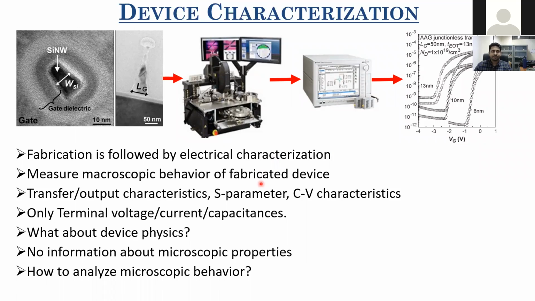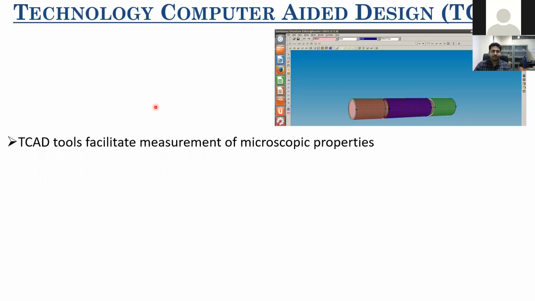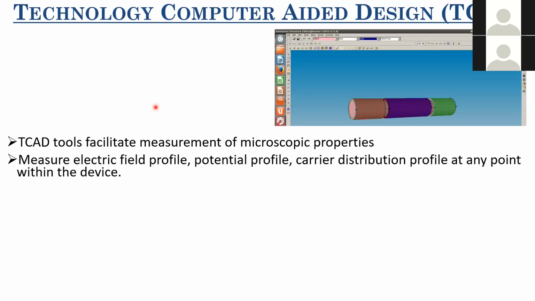So, electrical characterization does not provide us any information about the microscopic properties. In order to do that, we have to go for some alternate techniques. TCAD is one of the efficient ways in which we can analyze the microscopic behavior. So what exactly is TCAD? TCAD stands for Technology Computer Aided Design. They simply facilitate measurement of microscopic properties.